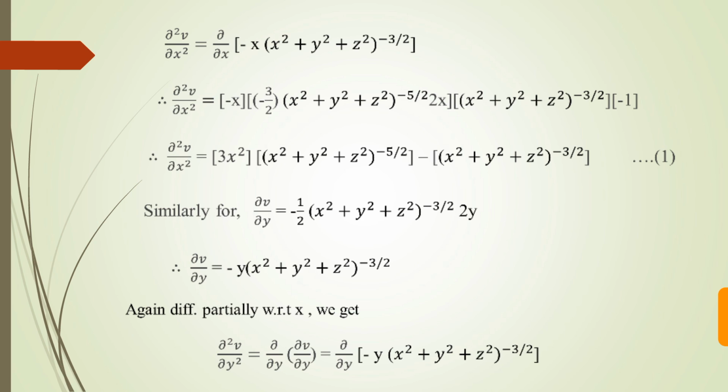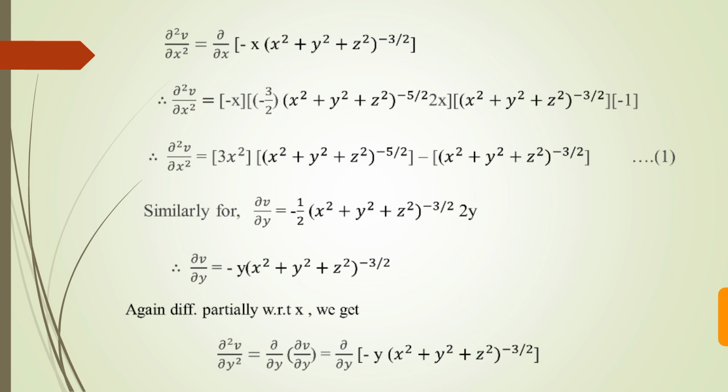Similarly, for ∂v/∂y is equal to -1/2 into (x² + y² + z²)^(-3/2) into again the derivative of x² + y² + z² with respect to y, that will become 2y. The 2s get cancelled and it will become only -y into (x² + y² + z²)^(-3/2) is equal to ∂v/∂y.